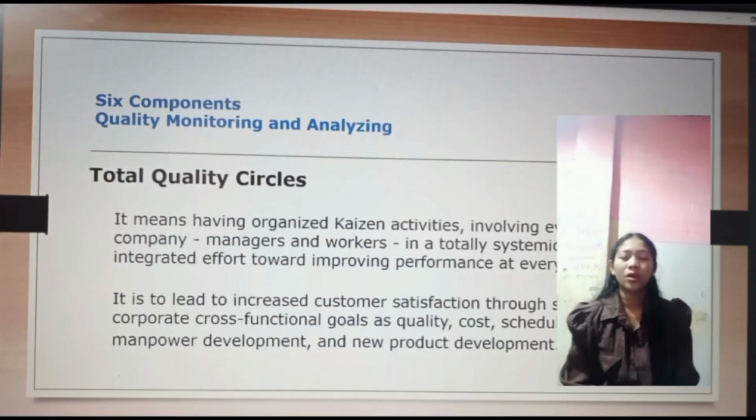Next, total quality circles. Small groups of employees who voluntarily meet regularly to identify, analyze, and solve work-related problems, leading to continuous improvements in process, products, and services.